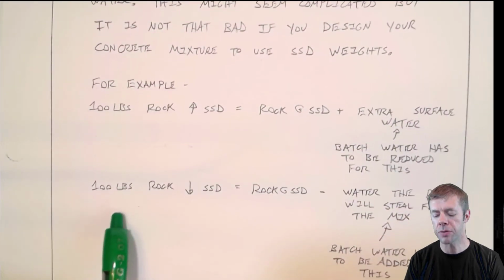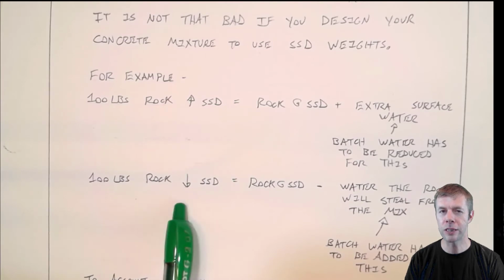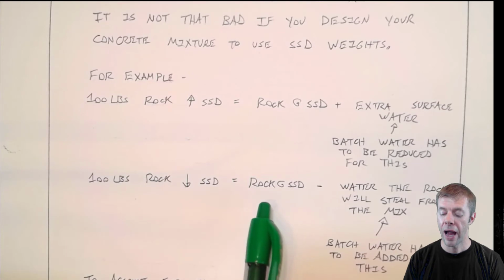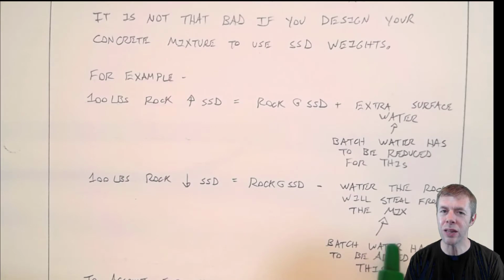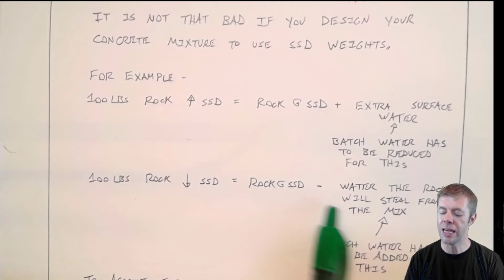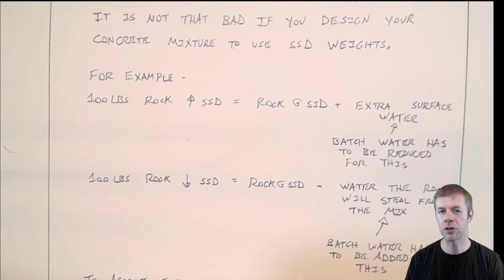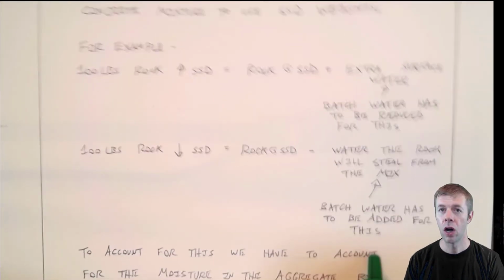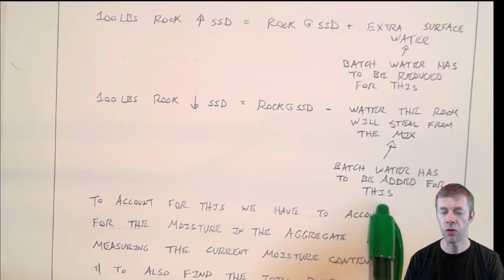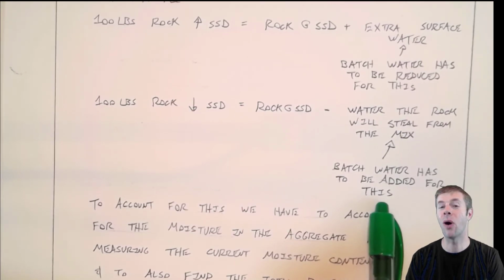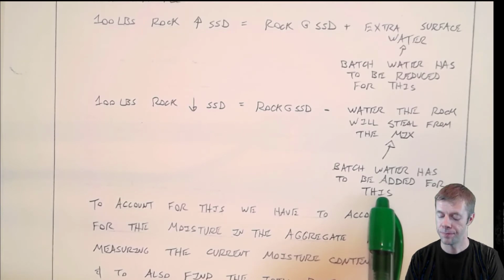Now let's say I have the opposite scenario. If I have 100 pounds of rock that's below SSD, so that means I theoretically have rock that's missing water, and it will steal that water. That's why it's a minus sign. It will steal the water from the concrete mixture to get inside the pores over time. And again, we have to add batch water to account for this. And one of these could be happening in the rock and another one could be happening in the sand. That's why you have to pay attention.